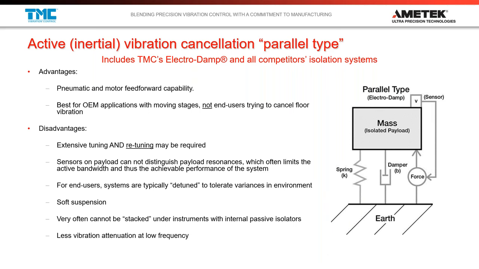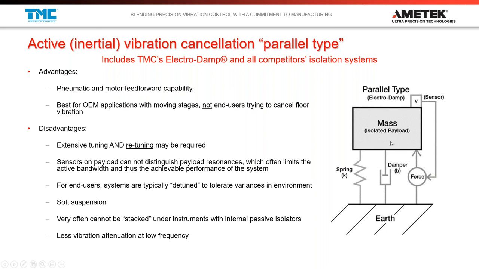Here's a parallel type system. And the aspect of this slide I like to focus on most is the free body diagram here on the right. Now, this is a one-dimensional free body diagram, but all these systems should be considered at least 3 degrees of freedom systems. At best, you want to have 6 degrees of freedom. But in this 1 degree of freedom free body diagram, we're looking at a parallel type system.